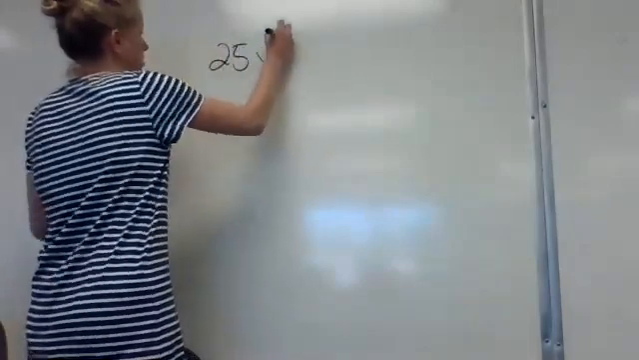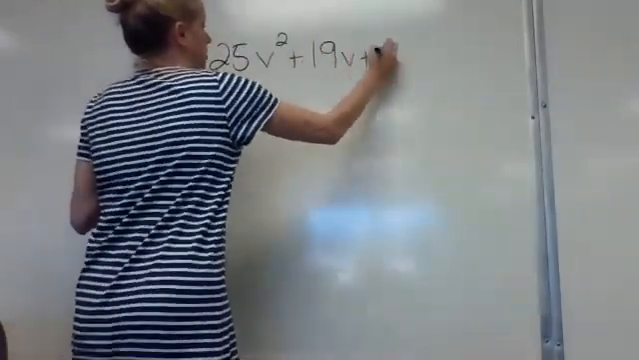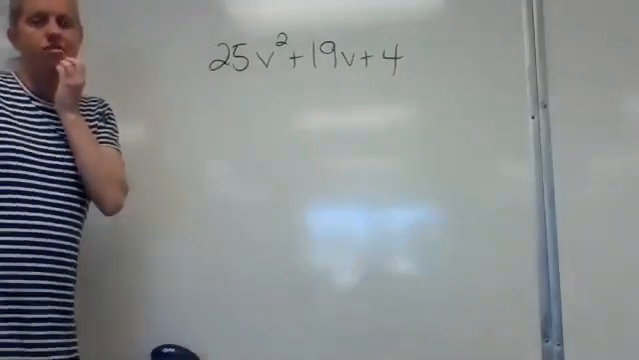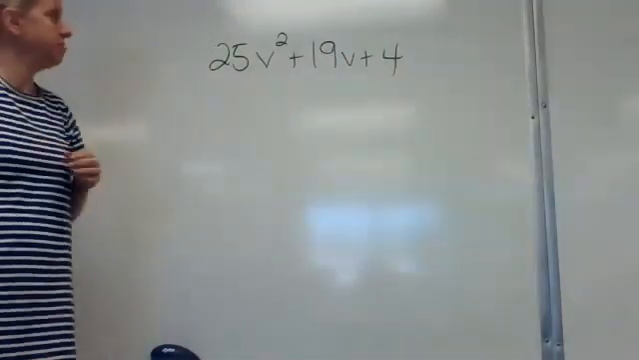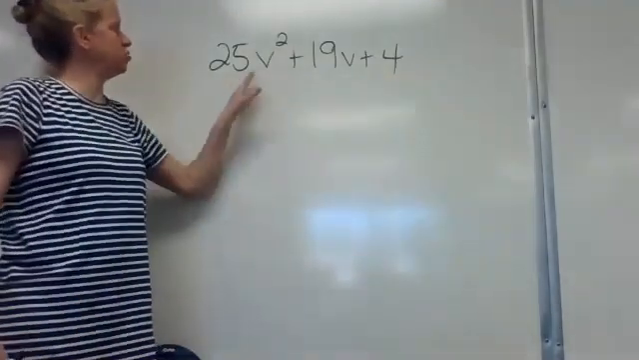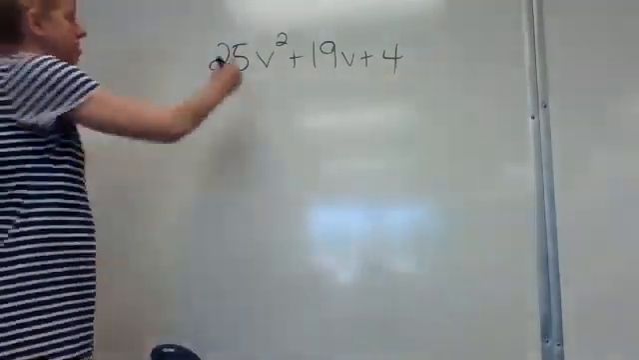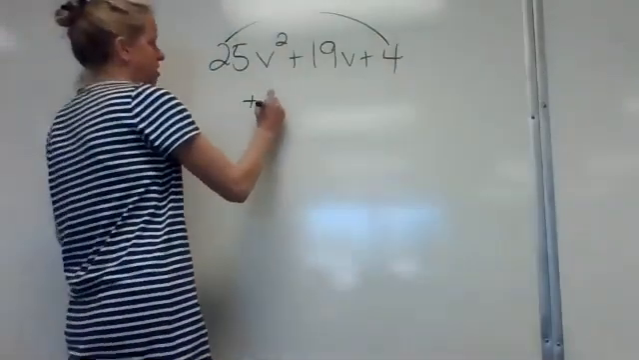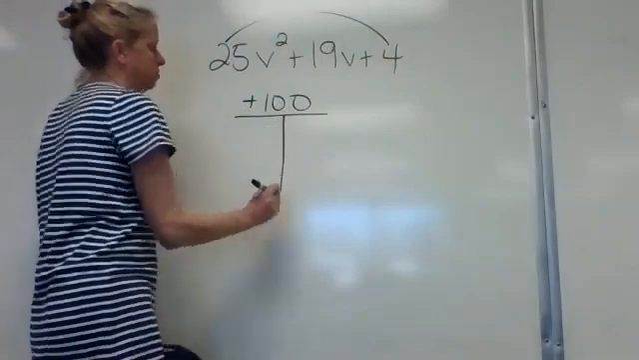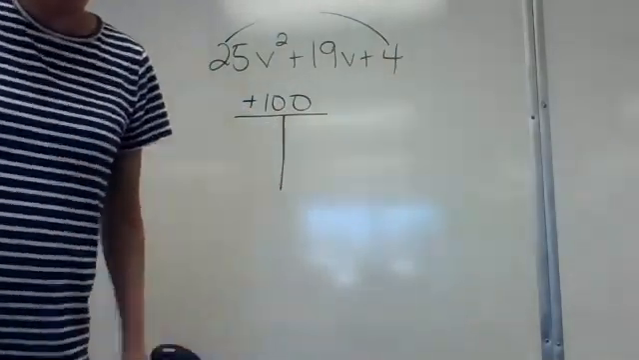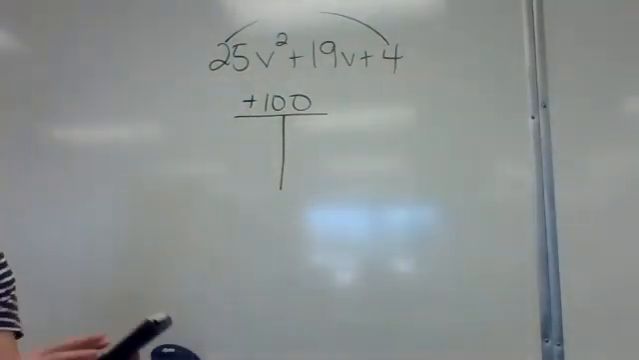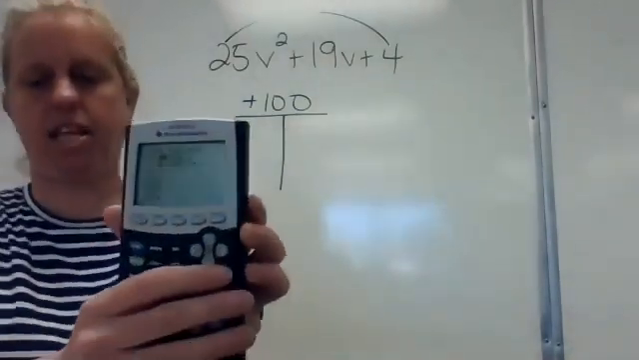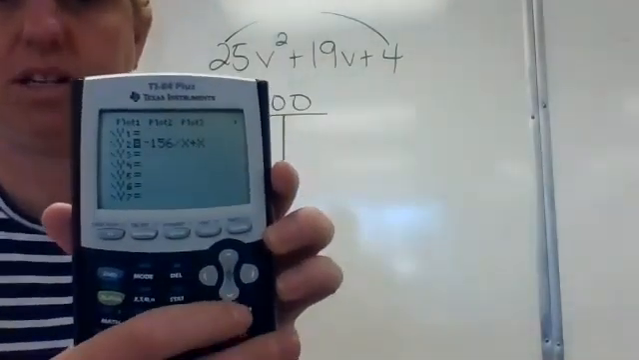25v squared plus 19v plus 4. All right. Nothing's in common, right? Nothing goes into 25, 19, and 4. I'm going to multiply my outside numbers. 25 times positive 4 is positive 100. 100's got a lot of ways to multiply to get it, so let's go to our y equals and have the calculator do it for us.